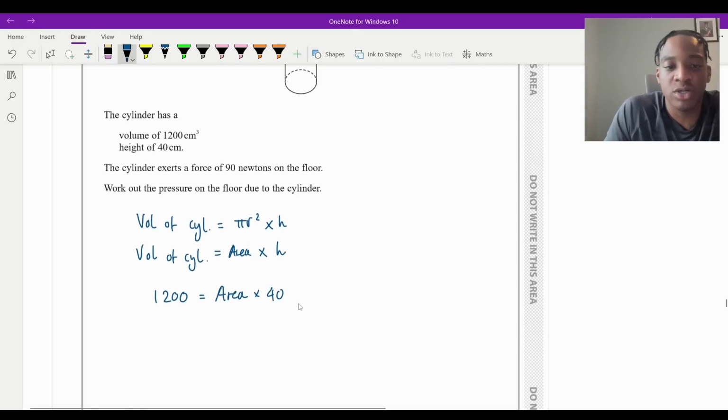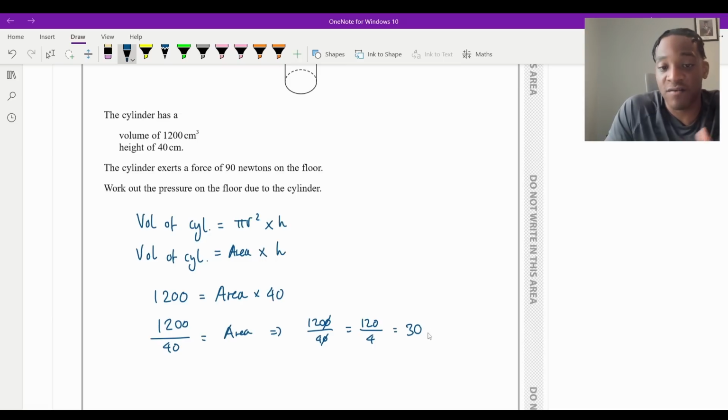So this is just an equation. We need to divide by 40 to get the area on its own. So it's going to be 1,200 divided by 40 is equal to the area. Now, how do I work this out? Well, 1,200 divided by 40, I can cancel the 0 here, cancel the 0 here. It's just the same as 120 divided by 4. Well, what is 12 divided by 4? 12 divided by 4 is 3, but there's a 0 there, so it's 30. So the area of the face is just going to be 30 centimeters squared.